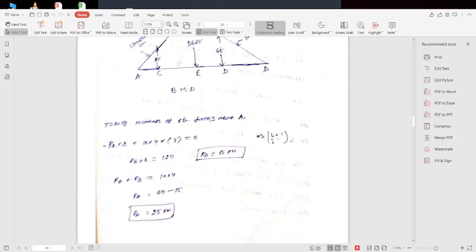This is how you have to calculate the reactions. So keep in mind, even for a simply supported beam, when you don't know the reaction, the first step is to find out the reaction. For that, you need to use two equations: sum of the moment at A or sum of the moment at B equal to 0.